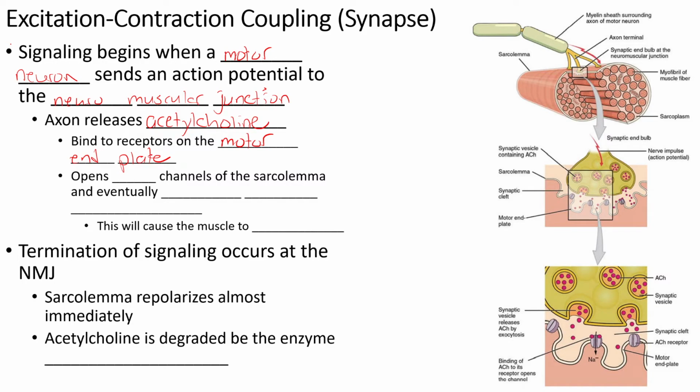Now, the hard thing is what has to happen in order for the muscle to depolarize. Remember, the ion that is responsible for the positive charge inside of a cell is sodium. So it's going to open sodium channels. When you open the sodium channel, sodium is going to come into the cell. It's going to open up sodium channels and eventually voltage gated channels.